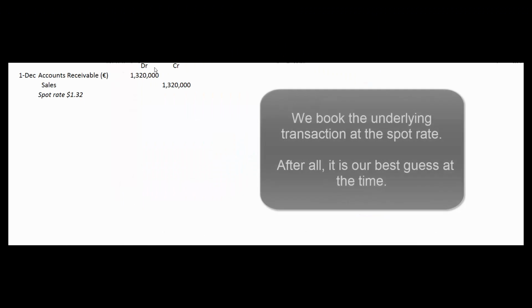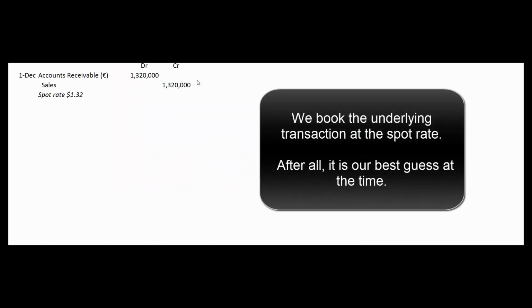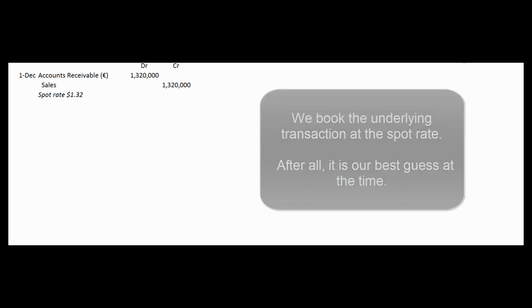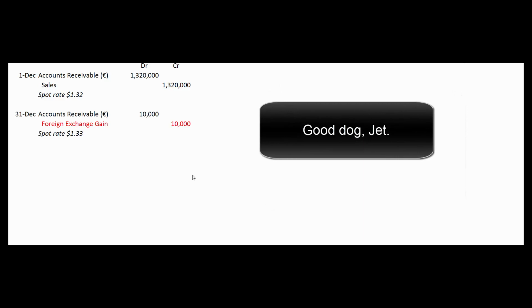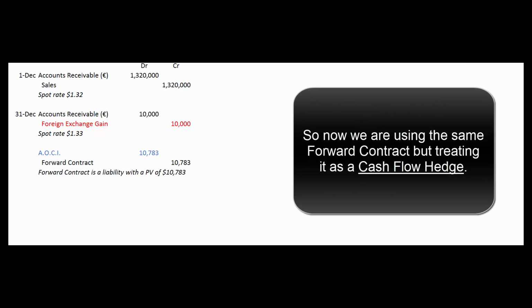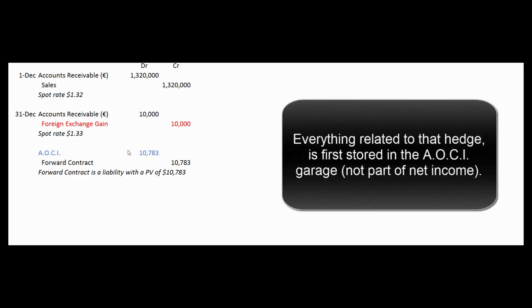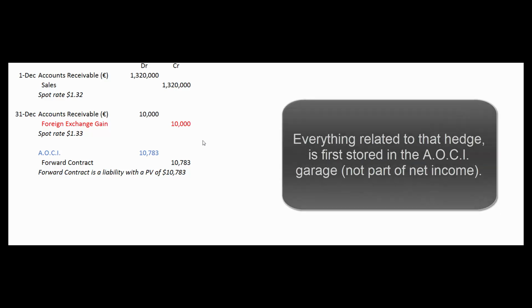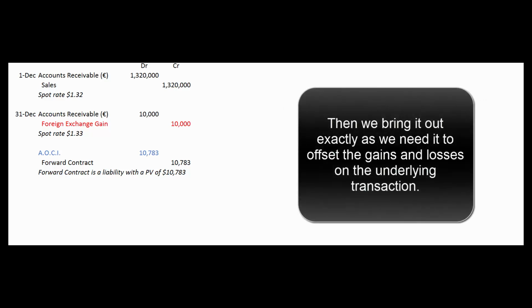So we booked the same transaction just like we always have. We're going to get €1,000,000 on December 1st, so the spot rate is 1.32. So we debit accounts receivable and credit sale. At first the euro gets stronger, so as of December 31st we've got a $10,000 gain. We decided previously that that forward contract was a liability of $10,783, but instead of debiting a loss account on the forward contract, we store it in our garage. $10,783 gets stored in the garage.